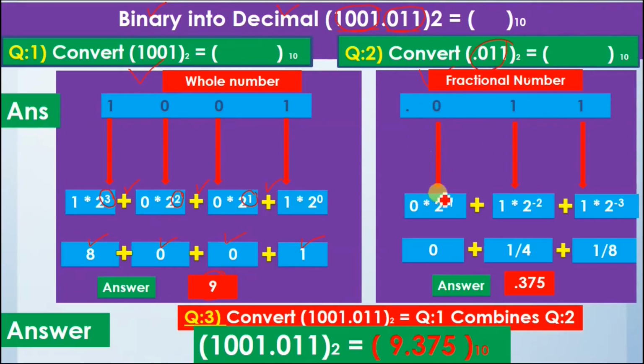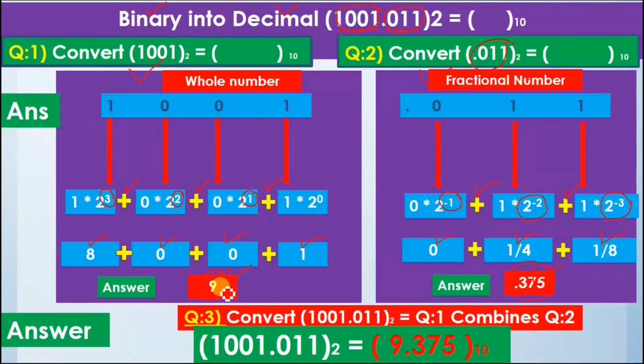and we know that we multiply it with negative powers of 2 while moving away from the decimal point. So first of all, we multiply 0 with 2 raised to power minus 1, and then 1 with 2 raised to power minus 2, and then 1 with 2 raised to power minus 3, and then we add them together. Okay, so this is equal to 0, and this is equal to 1 by 4, and this is equal to 1 divided by 8. So if we calculate the answer by adding these three values, it becomes 0.375. Now we will combine the answer of the whole part and also the fractional part to calculate the final answer.